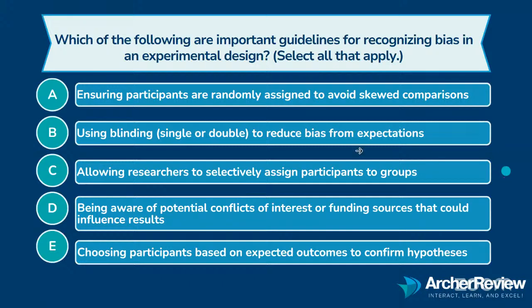All right, let's see what our next incorrect answer would be, C and E. So C says allowing researchers to selectively assign participants to groups. No. Why? Because that would skew our results. E, choosing participants based on expected outcomes to confirm hypotheses. No, we can't do that. We can't just mold the experiment to go the way we want it to go. That would not be an ethical experiment. That would not actually really teach us anything. We are looking for true objective data.